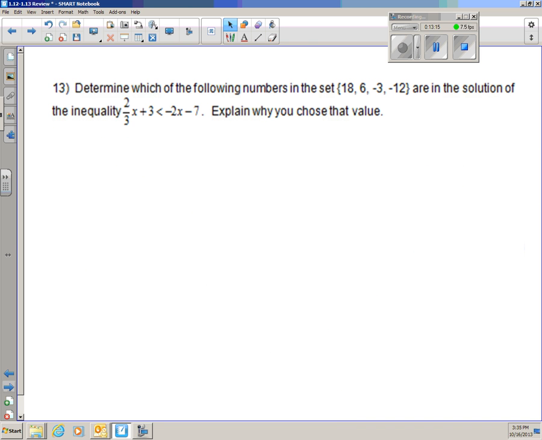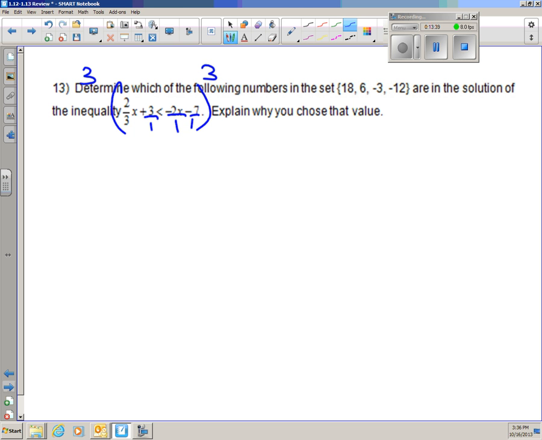Determine which of the following numbers in the set 18, 6, negative 3, negative 12 are in the solution of this particular inequality. Explain why you chose that value. So I'm going to look at this inequality right now and realize I've got a denominator of 3, which means I want to clear all of my denominators. Remember, everything else is really over a 1, over a 1, over a 1.